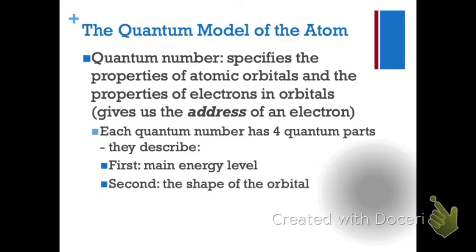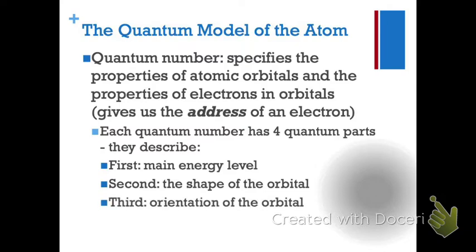The second one tells us the shape of the orbital that it's in. Is this electron in an s orbital, a p orbital, and then do you remember what the other 2 types of orbitals are? S, p, what's the next one? D, and then F, right? Those are 4 different shapes of our orbitals. We're going to go over these with more detail in just a second, but this is kind of an overview.